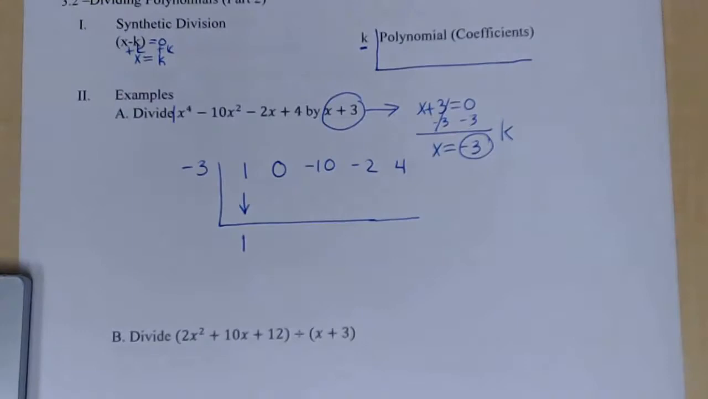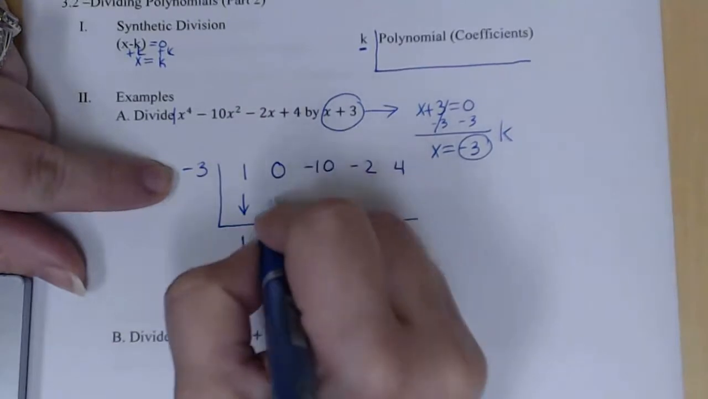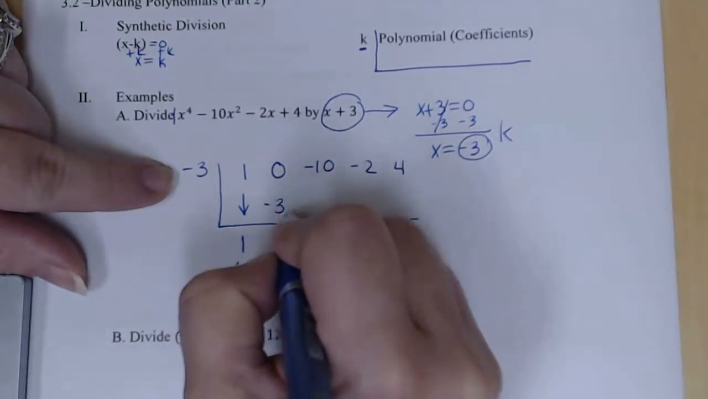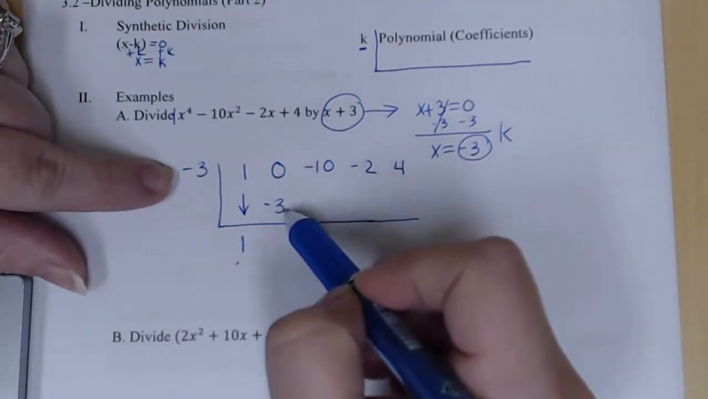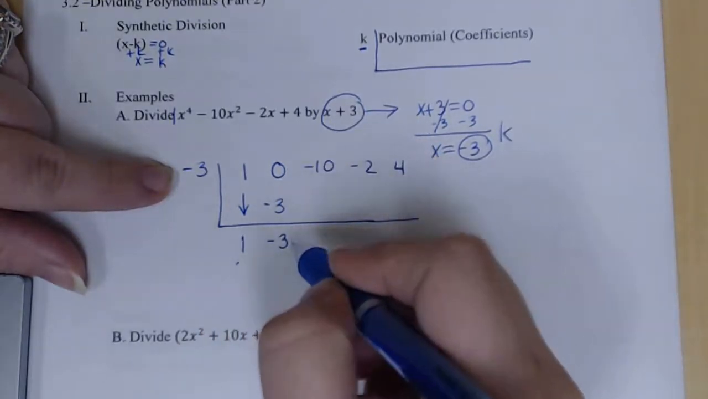Then with long division, you did multiplication and subtraction. With synthetic, you're going to do multiplication and addition. So I'm going to multiply these two numbers here. Negative 3 and positive 1 multiplies to give me negative 3. I'm going to place it in this next blank. Then I'm going to add. 0 and negative 3 adds to give me negative 3. I'm going to place that number here.